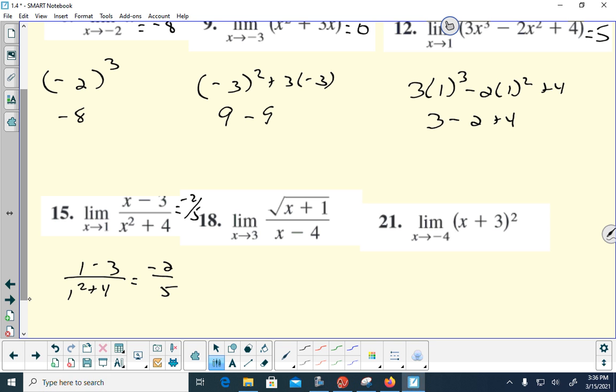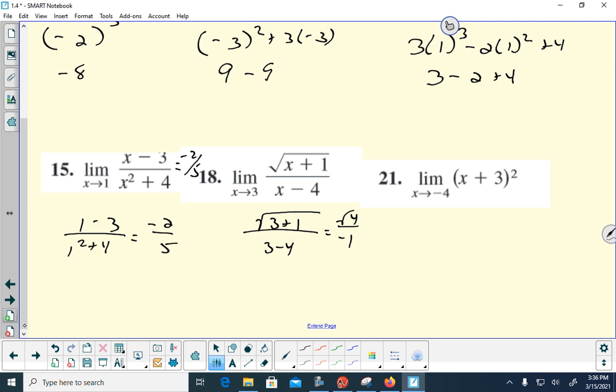Number 18, putting in the 3, I'm going to have the square root of 3 plus 1 over 3 minus 4. So this is the square root of 4 over -1, and that'll end up being 2 over -1, which is -2. And last one, number 21, I'm going to have -4 plus 3, that quantity squared. So this will be -1 squared, which is a +1. So direct substitution, do that all day long.